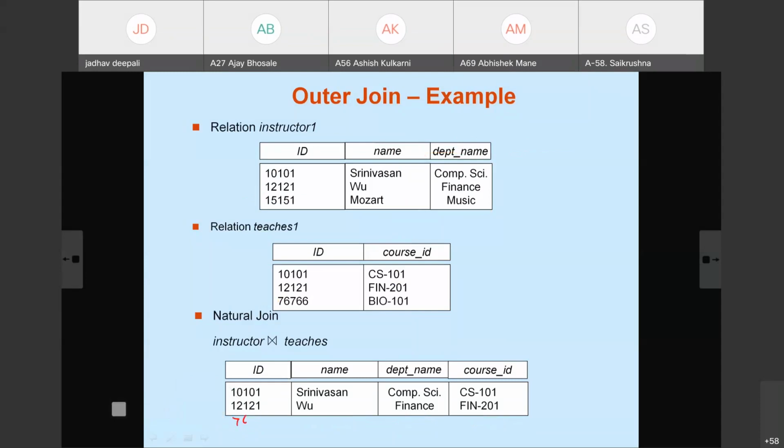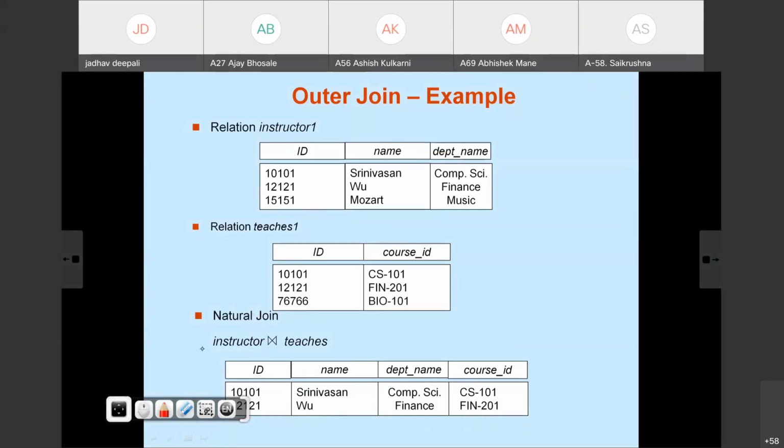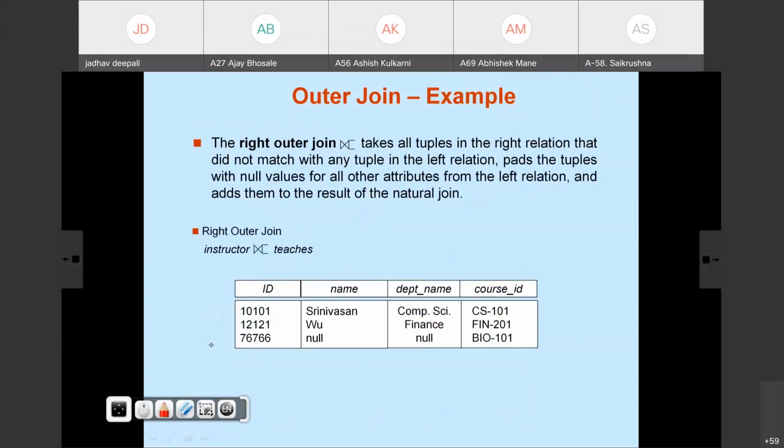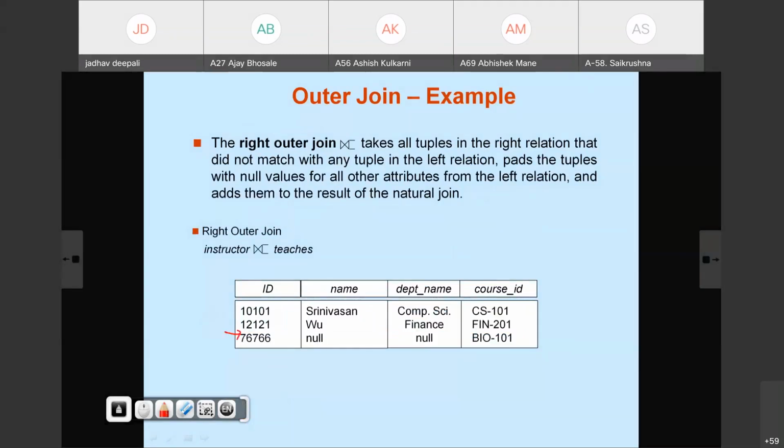So, it takes this tuple 76766 from the right relation. So course ID is there, bio, and add the null values for those attributes which are from the left relation. So which are from the left relation? Name and department name. So add null, null for it and attach it to the resulting relation. In this way, we'll get the information about these tuples. This is the result. Here we will get the information about 76766, but with null values for name and department name.